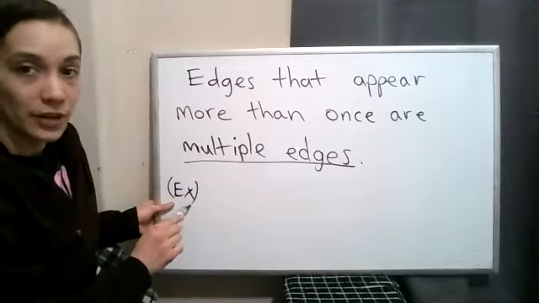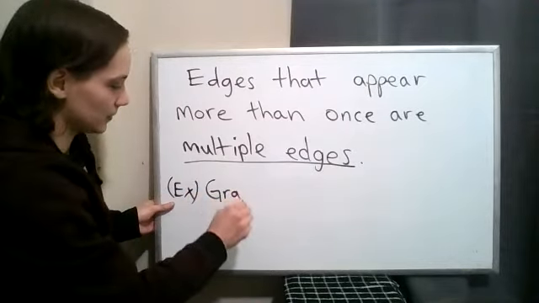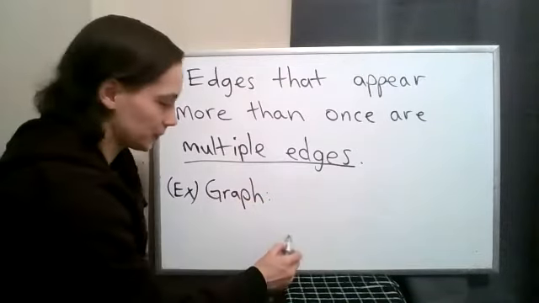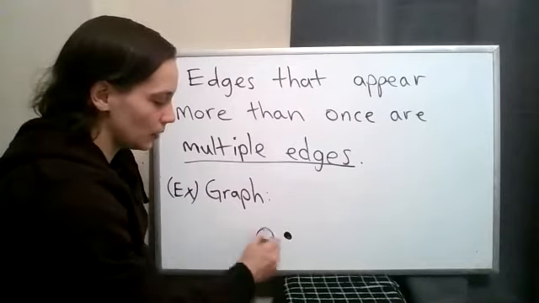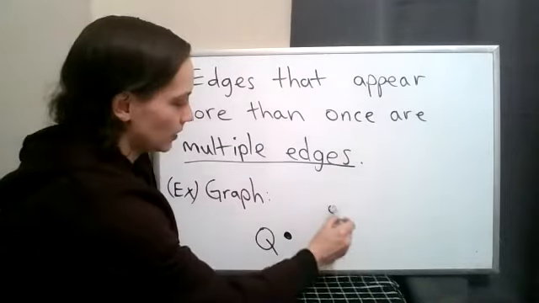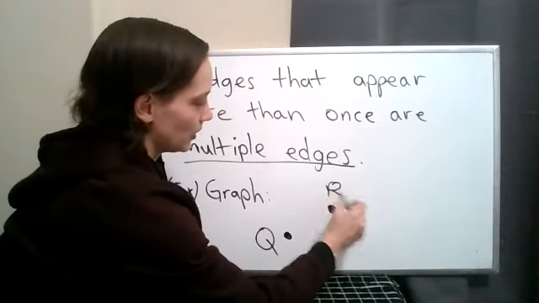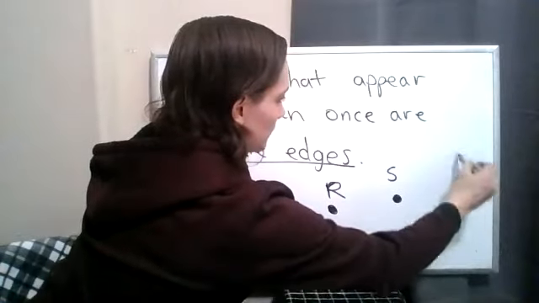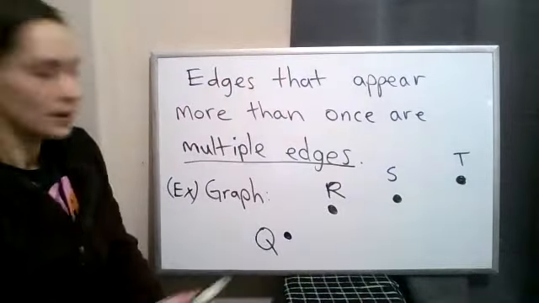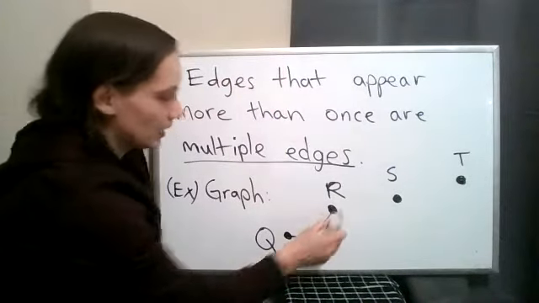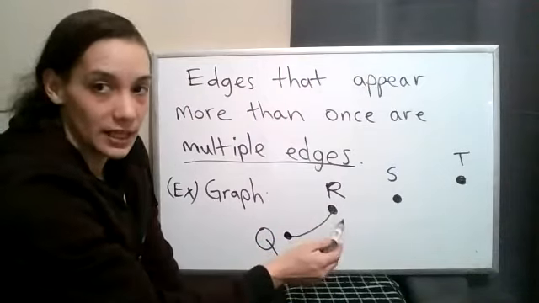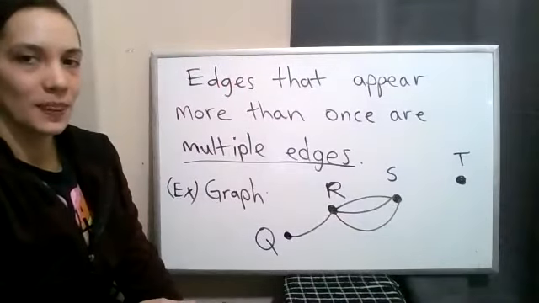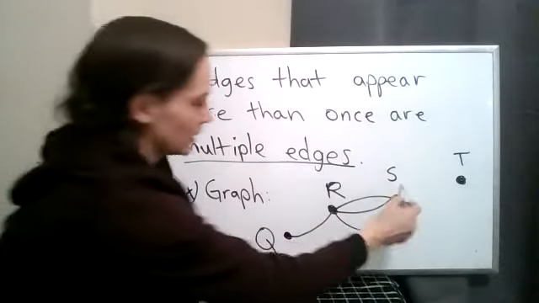Cool. So we have a new graph with Q, R, S, T. We connect Q to R, and we'll have R go to S 3 times. So there's 1, 2, 3 edges. And we'll also connect S with T.